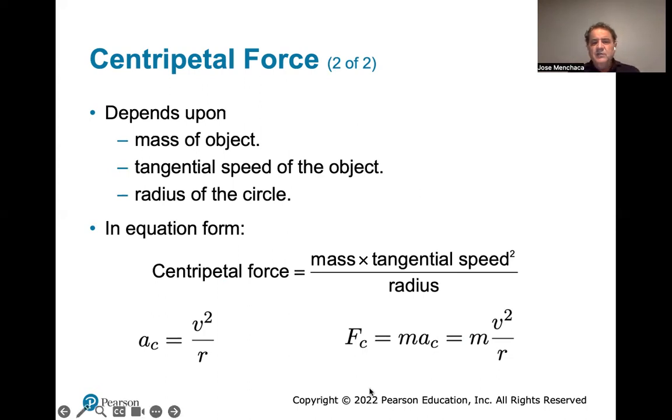This is it in equation form. You remember, force equals mass times acceleration. Well, it so happens that the centripetal acceleration is the tangential speed squared divided by the radius. That's what it says here: tangential speed squared divided by the radius. So if the centripetal acceleration is v squared over r, then the centripetal force is equal to mass times acceleration. That's equal to mass times v squared divided by r. That's what provides the centripetal force.